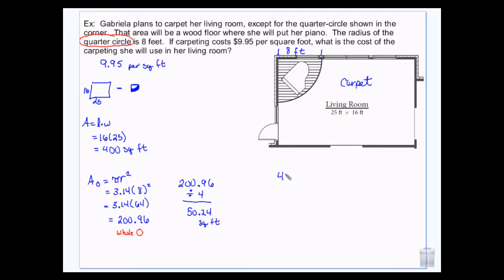So the area that needs to be carpeted is 400 minus 50.24, so 349.76 square feet. We're going to multiply that times the $9.95 price. So this particular expensive carpet is going to cost her $3,480.11.